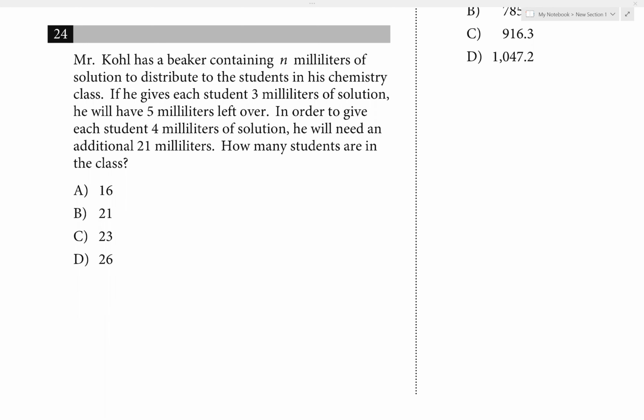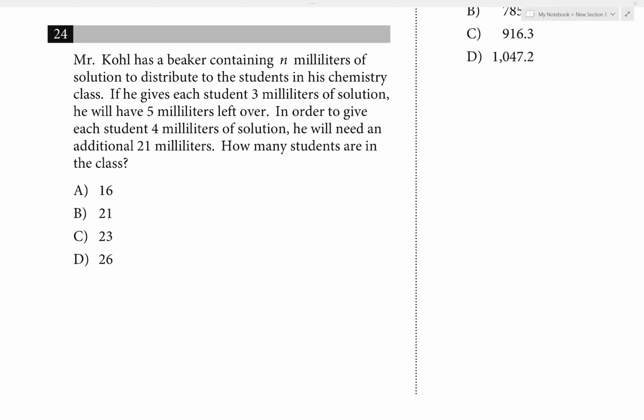All right, question 24. Mr. Cole has a beaker containing n milliliters of solution to distribute to the students in his chemistry class. If he gives each student 3 milliliters of solution, he will have 5 milliliters left over. In order to give each student 4 milliliters of solution, he will need an additional 21 milliliters. How many students are in the class?